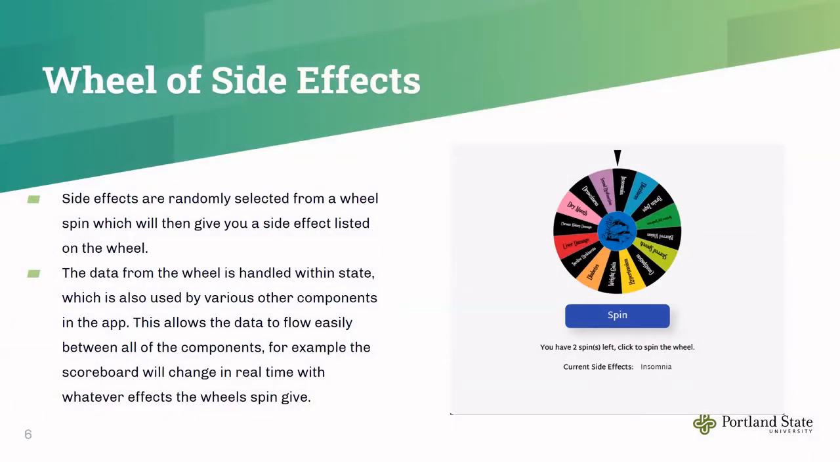So the next will be the wheel of side effects. The side effects are randomly selected from the wheel spin, which will then give you a side effect listed on the wheel. The data from the wheel is handled within state and is used by various other components in the app. This allows the data to flow easily between all the components. For example, the scoreboard will change in real time with whatever effects the wheel spin gives.